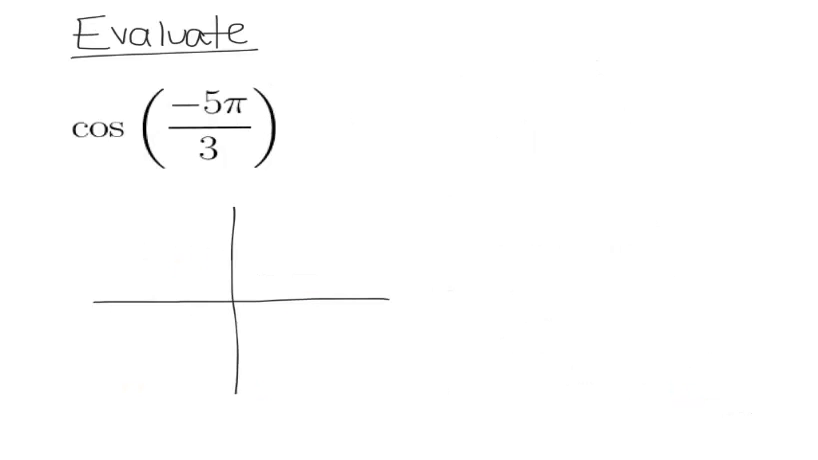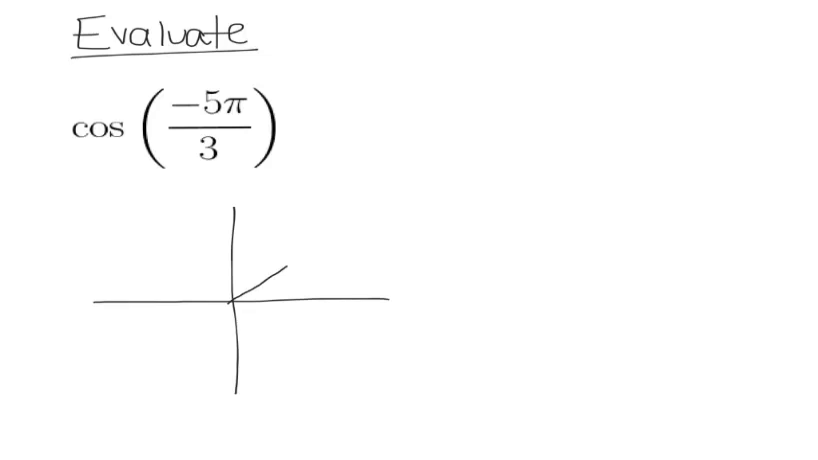The last evaluation we're going to look at is cosine of negative 5π/3. Now remember that for positive angle measures, we measure in the counterclockwise direction. If we're looking at a negative angle measure, like we are in this particular example, we're going to measure in the clockwise direction. So if we start along the positive x-axis and we move in this direction, this is going to give us negative 3π/3. And if we go all the way around one full rotation in the clockwise direction, we get to negative 6π/3. So that tells us negative 5π/3 must be somewhere here in the first quadrant.